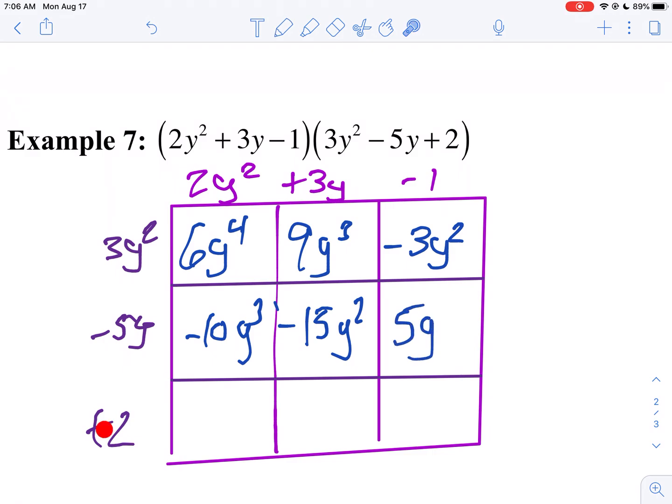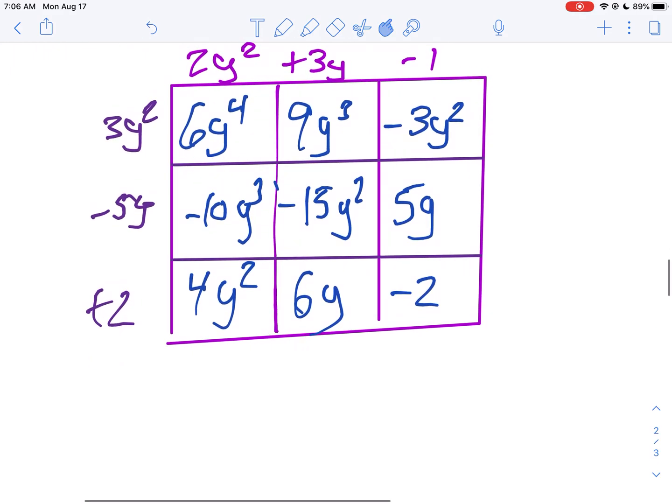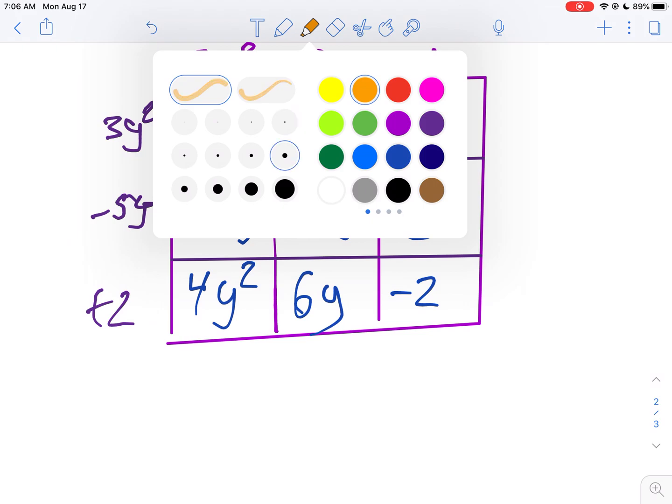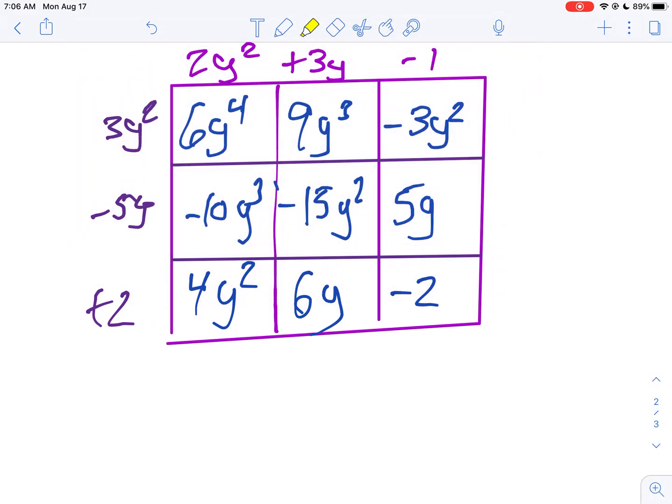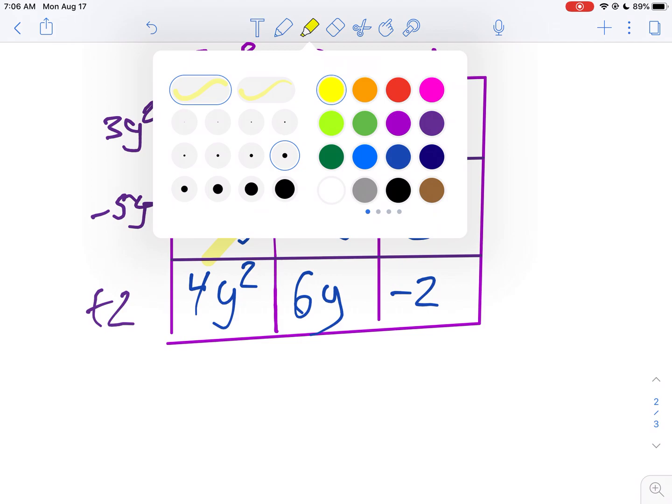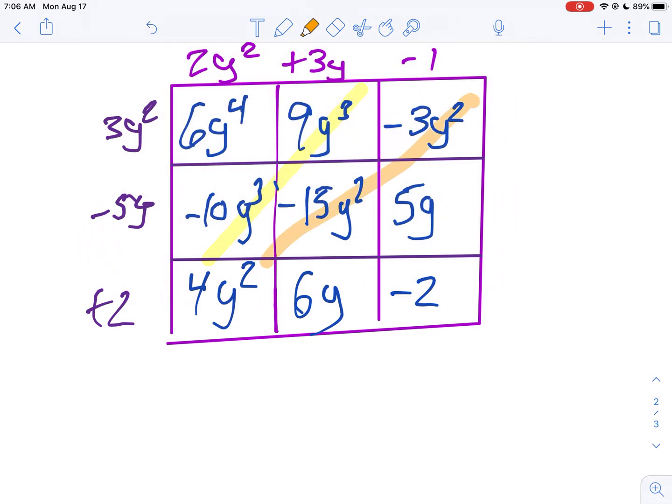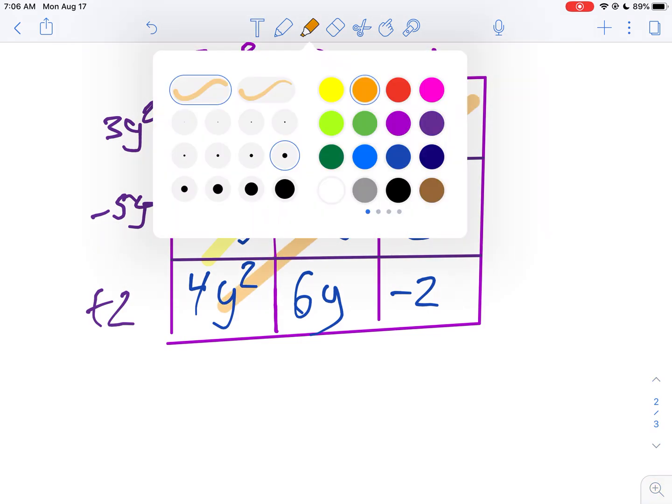Finally, I take 2. 2 times 2y squared is 4y squared. Then I take 2 times 3y, I get positive 6y. And 2 times negative 1 is negative 2. Now that you got this box, notice, this doesn't happen all the time, but it happens a lot of times. Your like terms are in diagonals. So I'm going to have 3 diagonals full of like terms.